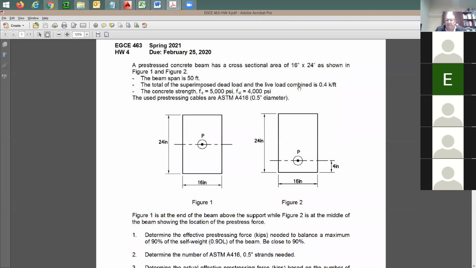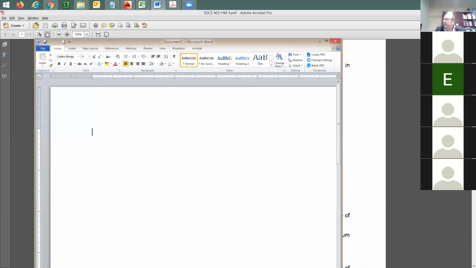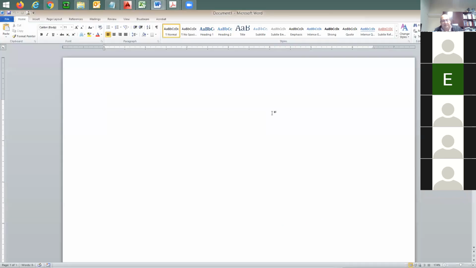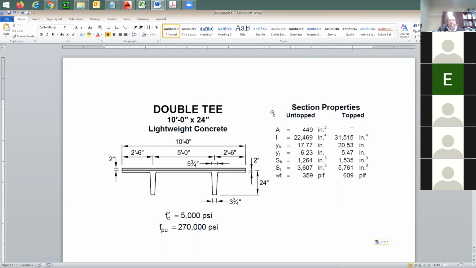You're given a beam, and then you have a section in the middle and at the end. So let's say that I'm looking for some beam that I'd like to work with. I'm not going to bring a rectangular section. I'm going to bring something like this. So what do we have? You have the concrete strength.